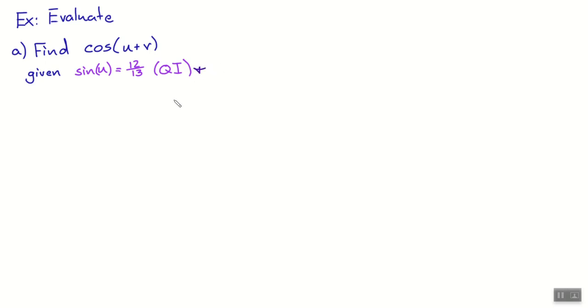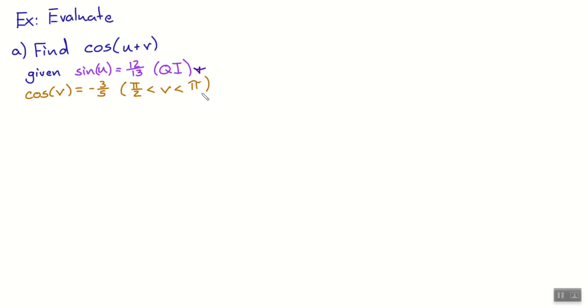Okay, and beyond that, we also know that the cosine of angle V is equal to negative 3/5. And that angle V, and I'm going to word this one differently, is stuck between pi halves and pi.